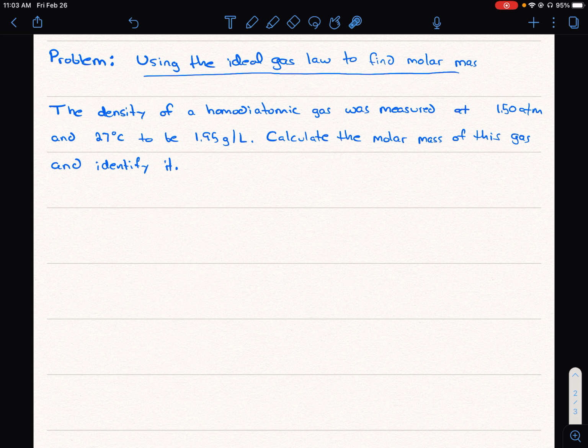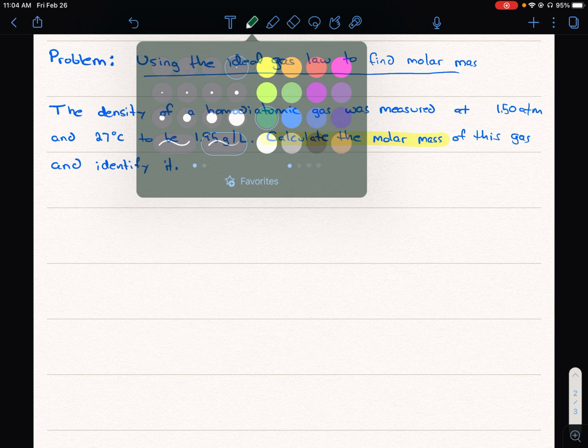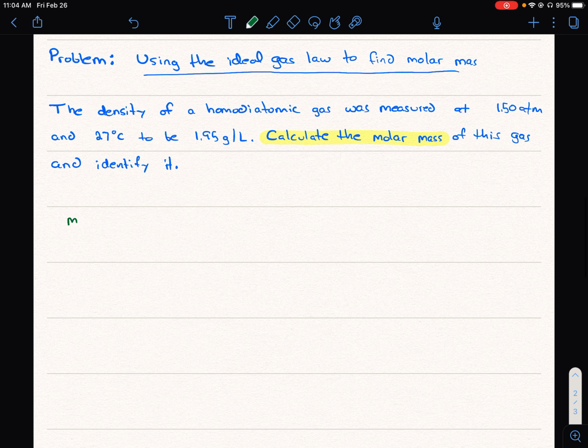So as with any problem, the first thing we need to do is really dissect the problem, figure out what is it asking for, and then to figure out how we're going to get there. And so I'm going to highlight and say calculate the molar mass of this gas. So what we want to find is the molar mass of the gas. So we might recall that when we think about molar mass, the molar mass is the mass of the molecule in grams divided by the moles. So what we need to do is to determine both these things. What is the mass of the gas present and how many moles of the gas are present?